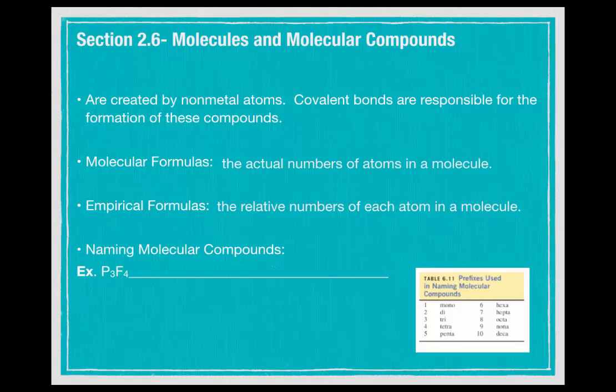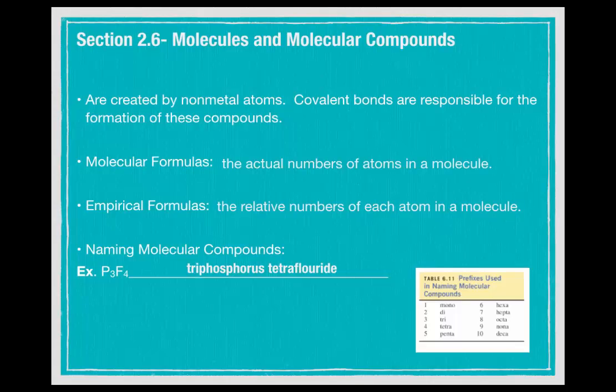So therefore, the name of this molecular compound is triphosphorus tetrafluoride, because I have 4 fluorides and 3 phosphoruses. Notice I keep the IDE ending for the second ion: triphosphorus tetrafluoride, and we're good to go.